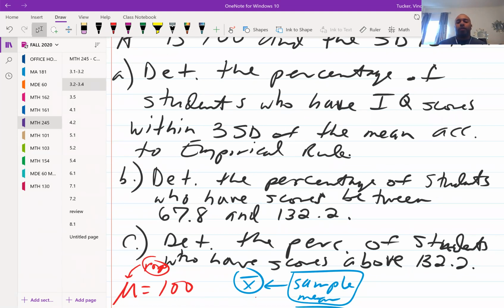All right, so C, determine the percentage of students who have scores above 132.2.